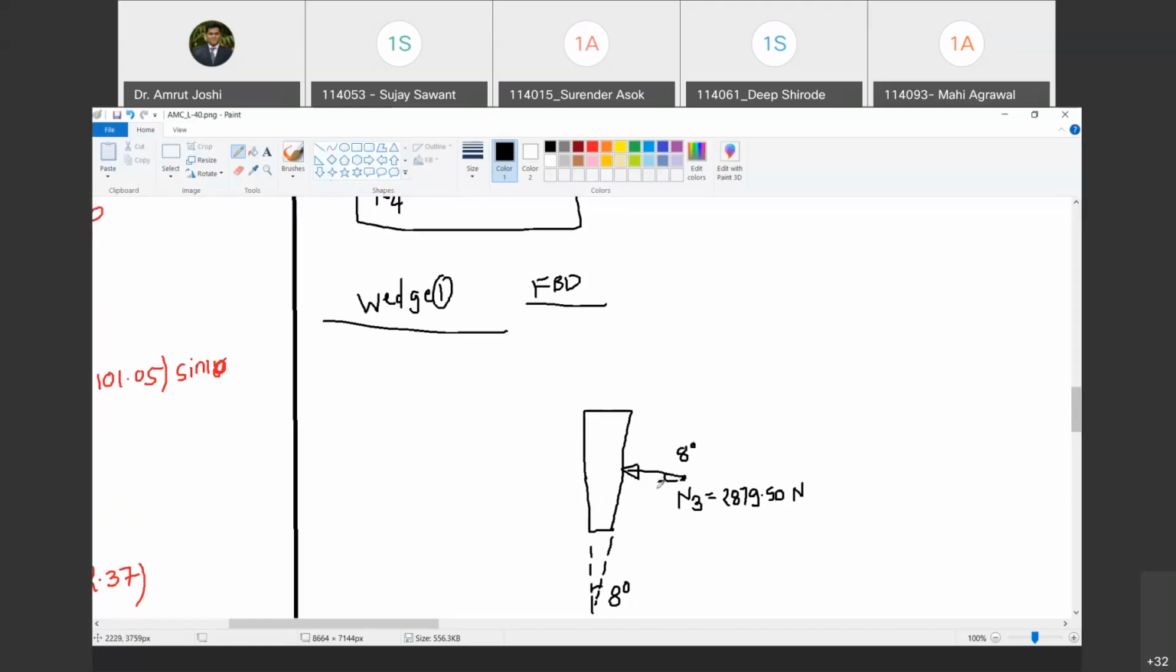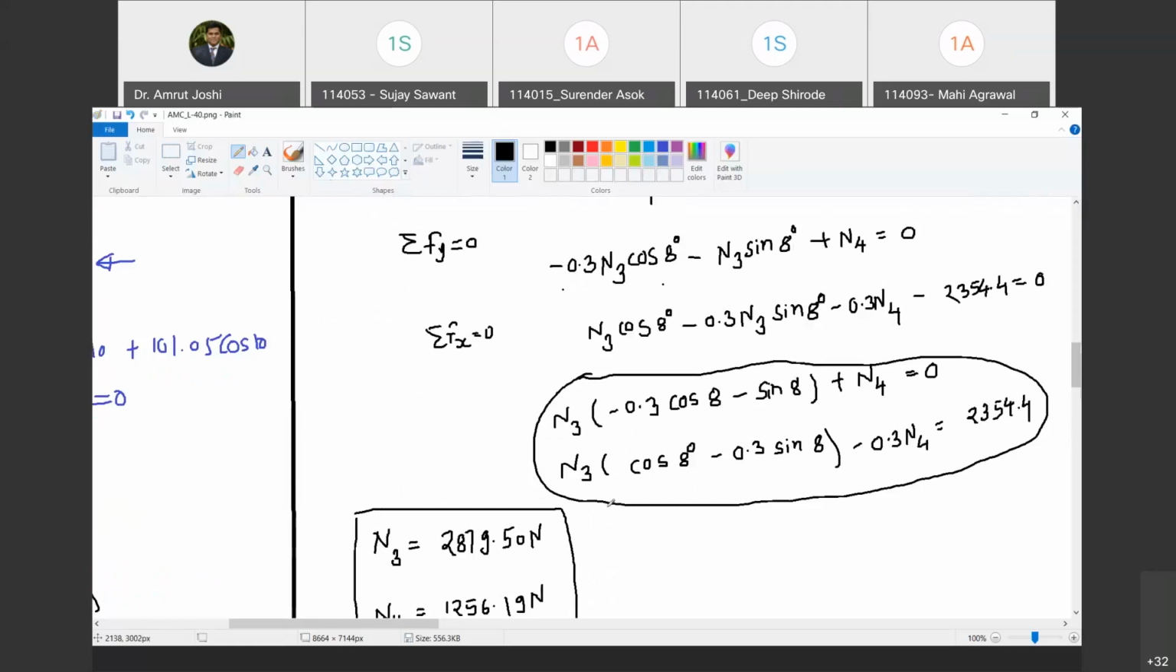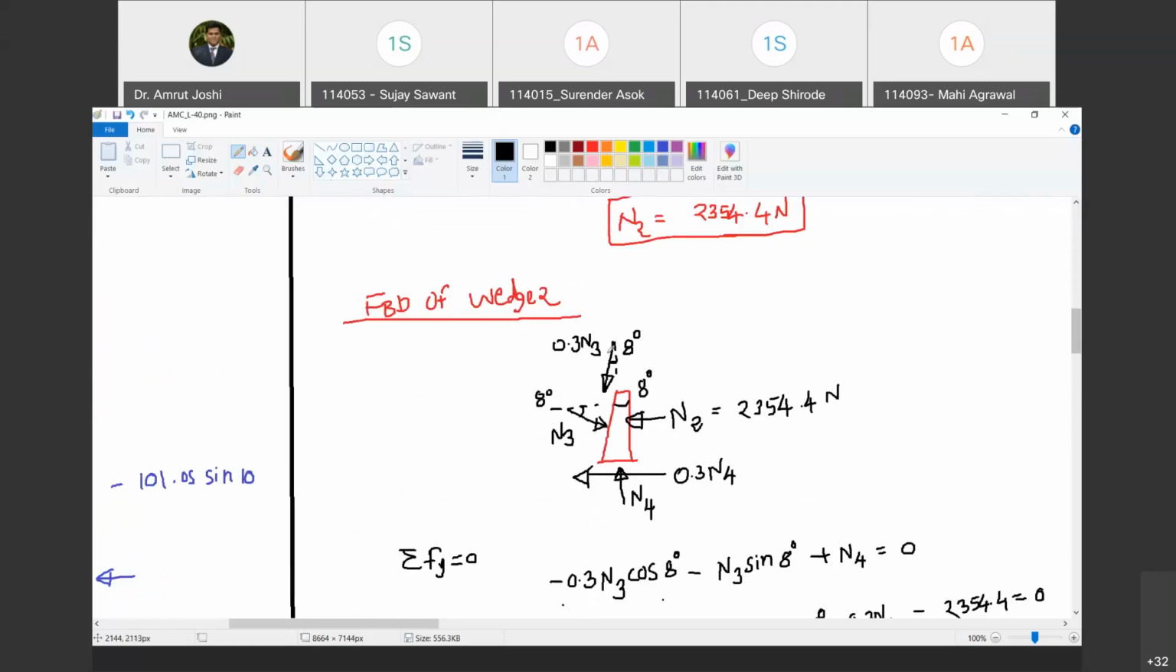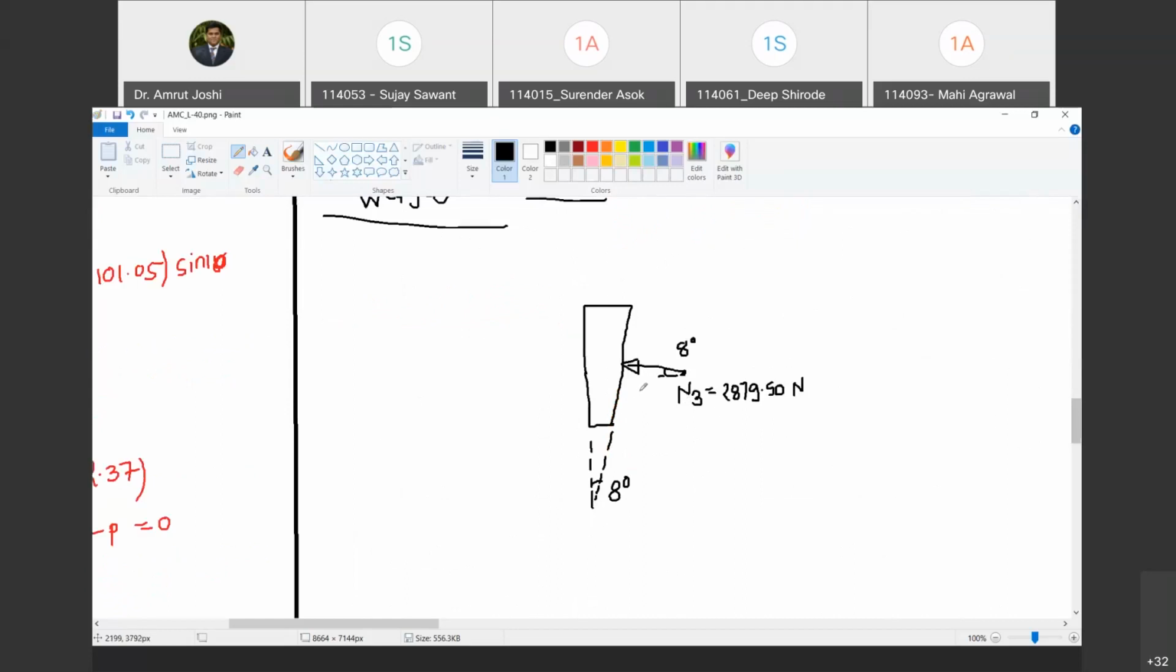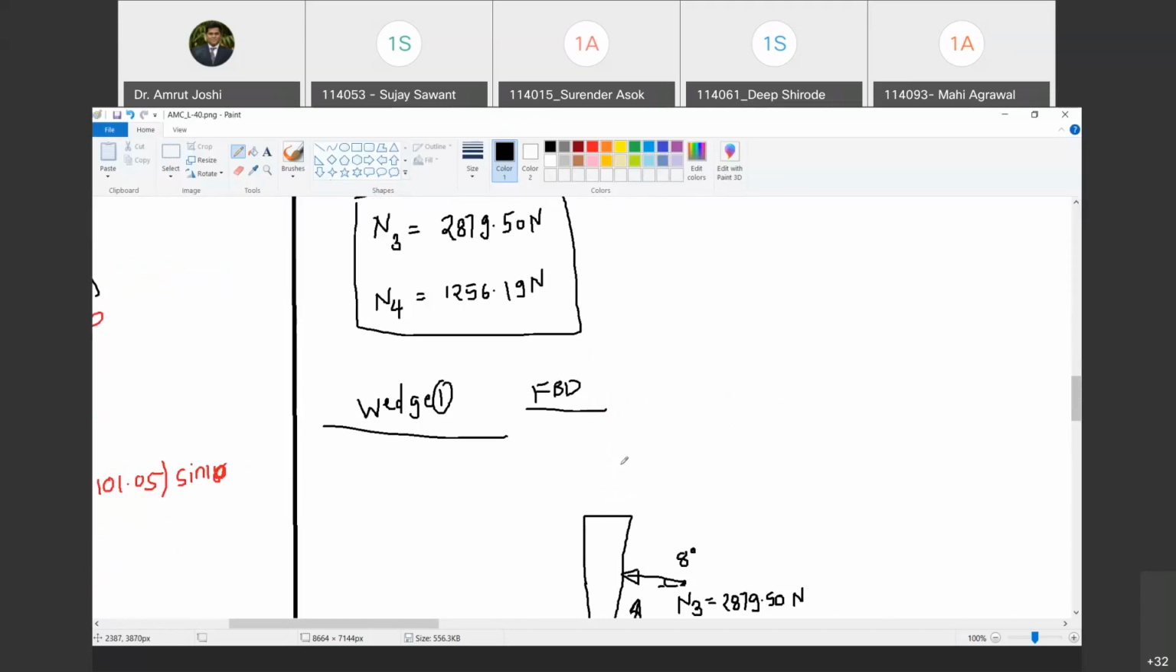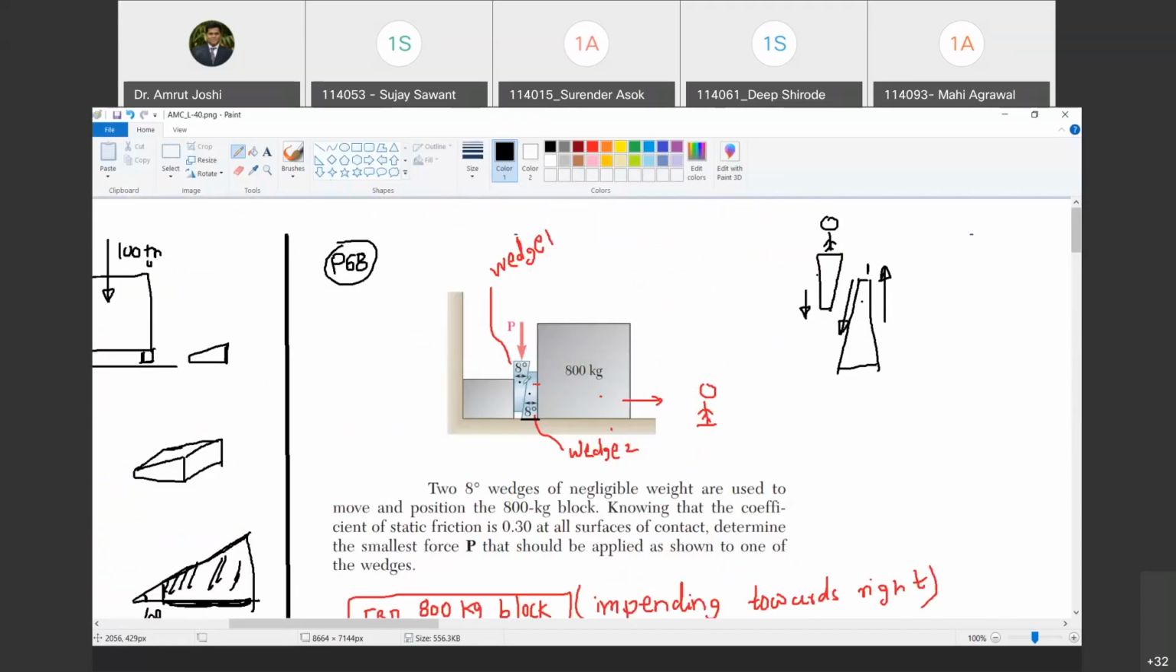Happy? Yes, sir. And what else are we going to have? This 0.3 and N3, but now in opposite direction. Are you with me? Yes, sir. So this is going to be equal to 0.3 into 2879.50. Happy? Yes, sir. And now tell me, along this surface, what should I show?